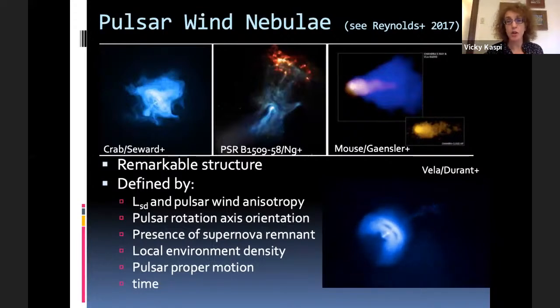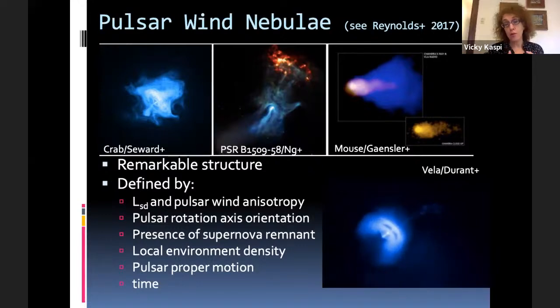Now, one person's contaminant is another person's signal, and some of these pulsar wind nebulae, first of all, are visually spectacular, but also teach a huge amount about the pulsar wind. For example, it's highly anisotropic. It has jets. It has a clear toroidal component. What you see here is just a small sampling of tremendous work Chandra has done over the years. And I tried to choose a diversity of morphologies. These morphologies are defined both by the size of the spin-down luminosity and how anisotropic the pulsar wind is, also by the pulsar's rotational axis orientation, which we believe is responsible for the jet direction.